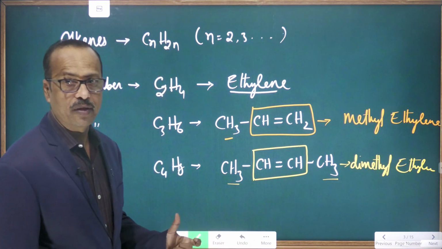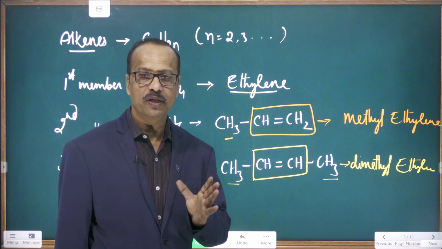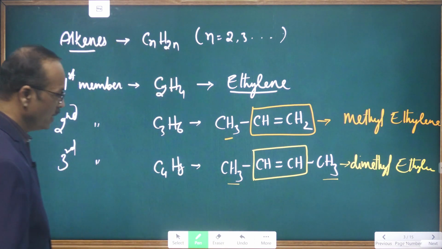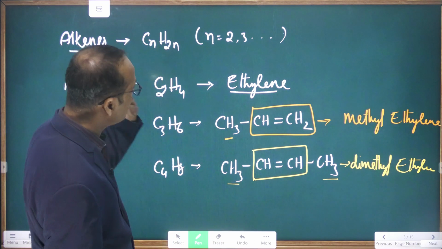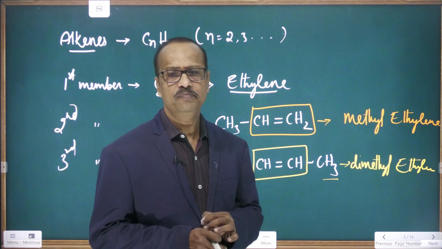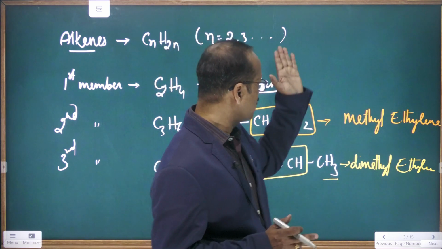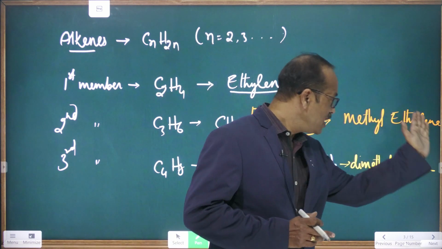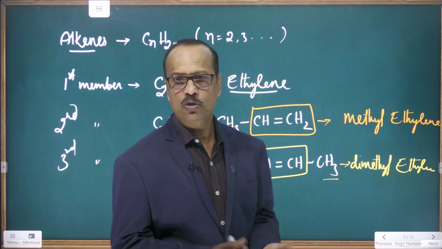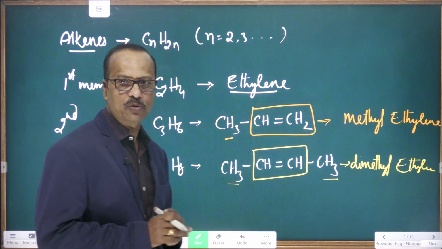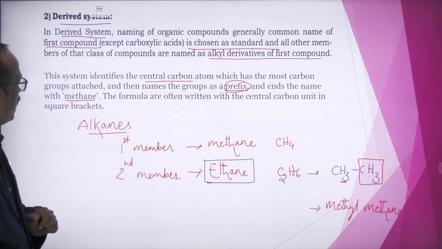In this way, you can proceed to give the names of the compounds according to derived names. If it is alkanes, then alkynes. The alkyne first member is what? C2H2. And what is its name? Acetylene. First member is acetylene, second one is methyl acetylene, third one is called dimethyl acetylene, and so on. So very simple, no? So easy, students. So try to understand it. So that's the second part, derived.